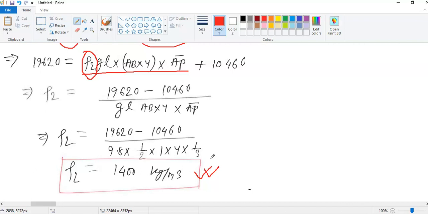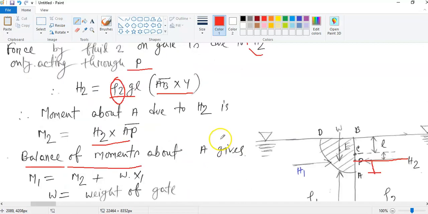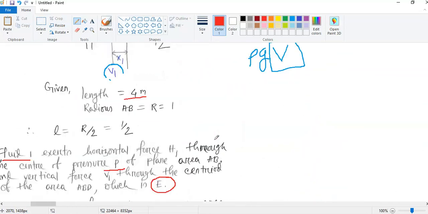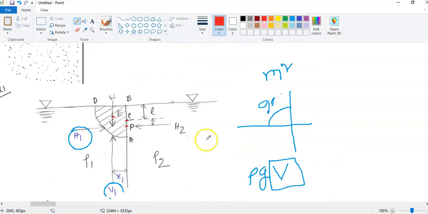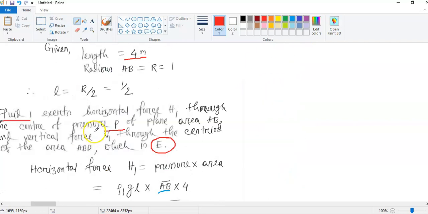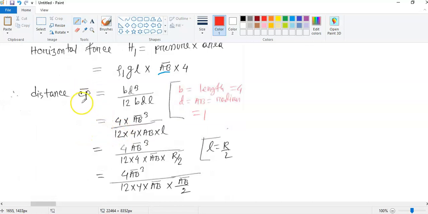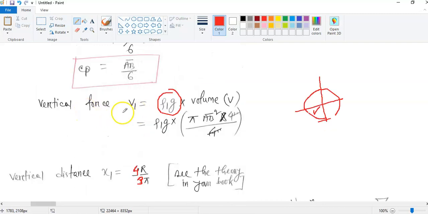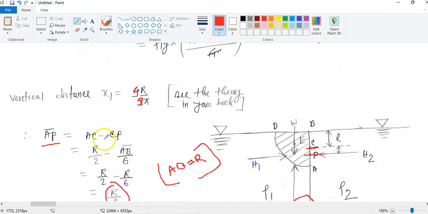If you remember what we did at the very beginning, let me do a quick review for you. At the very beginning, we discussed the centroid and center of pressure. The horizontal force exerts through the center of pressure and the corresponding distance. The vertical force goes through the centroid of the area and this corresponding vertical distance. At first we calculated the horizontal force and the distance from the center of pressure and the centroid. Then we calculated the vertical force and the vertical distance.